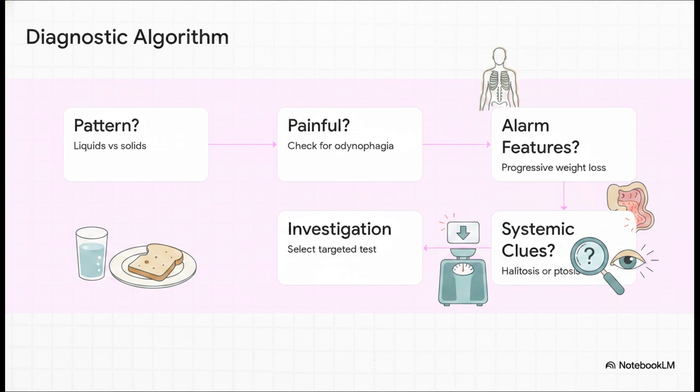Ready? Step 1. Identify the swallowing pattern, solids versus liquids, to decide between mechanical or motility. Step 2. Is it painful? If yes, think inflammation. Step 3. Are there alarm features like weight loss that demand an urgent cancer workup? Step 4. Sweep for associated clues, like that halitosis or ptosis we talked about. And finally, Step 5. Select the exact investigation that answers the physiological question you've just formulated.